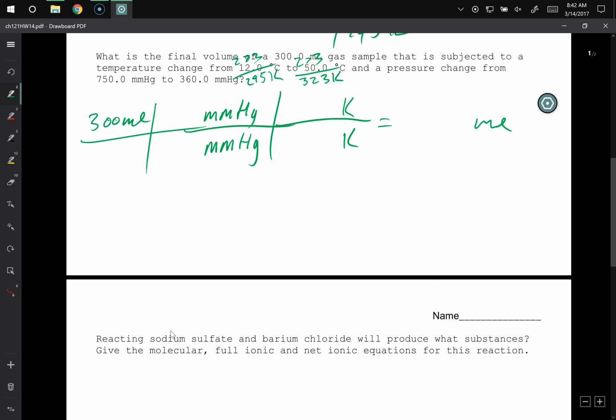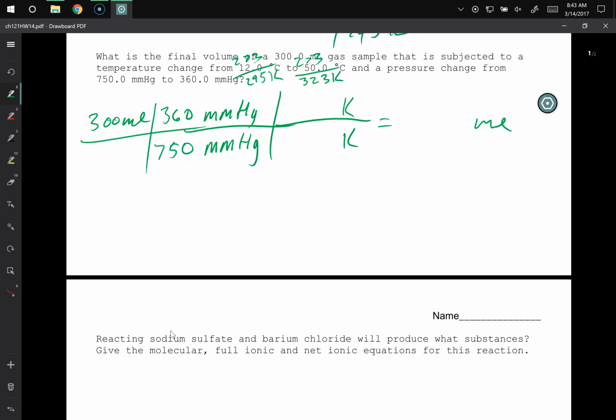Okay, so what happened to my pressure? I don't know what happened to my volume yet. My pressure went up. So what is a pressure increase due to the size of a container? Pressure went up, so the container needs to get smaller, right? I'm crushing this container, so it needs to get a little smaller. So I'm going to take my smaller number, my 360, and put it on top of my 750. So that's going to make that 300 milliliter number go down.